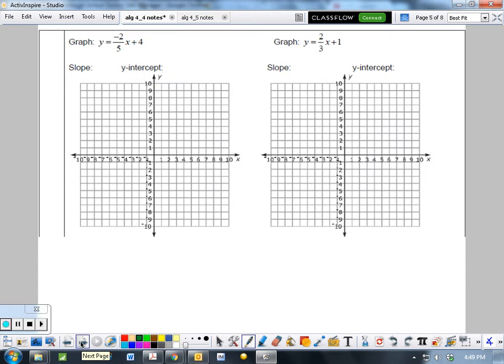Okay, next one, our y-intercept. We're going to begin at +4 on the y-axis, and then our slope is -2 over 5. So I'm going to go down 2, right 5. Or backwards, up 2, left 5.